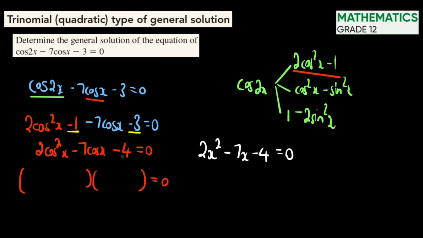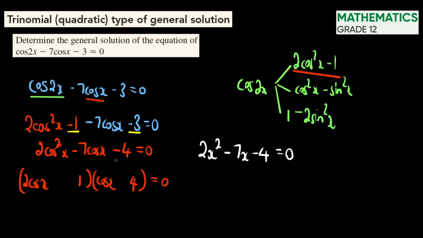That which we add or subtract gives us negative 7. That which we multiply gives us negative 4. So in the first bracket, we're going to have cos of x. In the second bracket, we're going to have cos of x, because this gives us 2 cos squared x, and then the factors of 4 are 1 and 4. So I'm going to have 1 and 4.